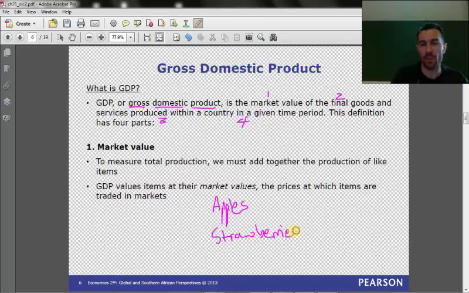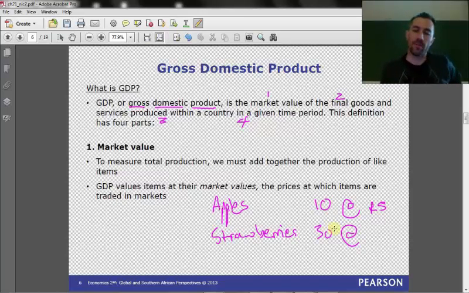So our economy produces apples and strawberries, and say that in our economy we produce 10 apples because we're pretty small, and we produce 30 strawberries, and those apples get sold at, I don't know, 5 Rand an apple, and the strawberries, 30 strawberries, what's that, like 1 punnet of strawberries? How much would that sell for? I don't know, 60 Rand, let's say. Wait, sorry. 2 Rand per strawberry, so 60 Rand for the punnet.